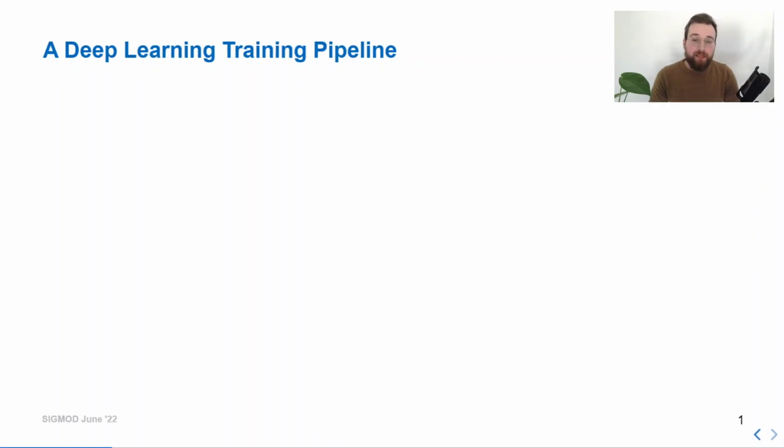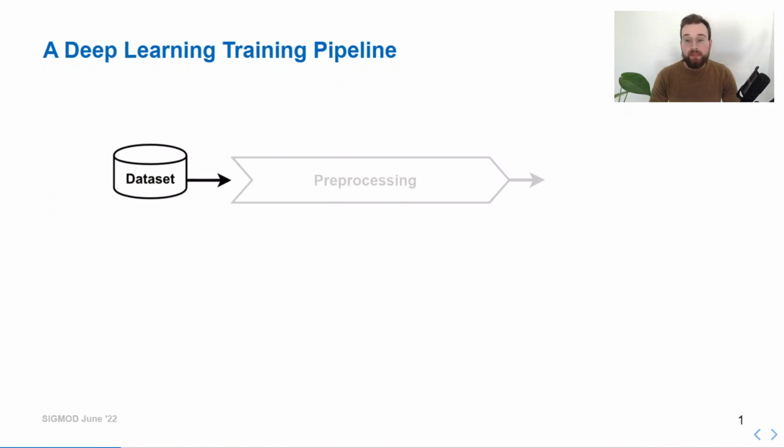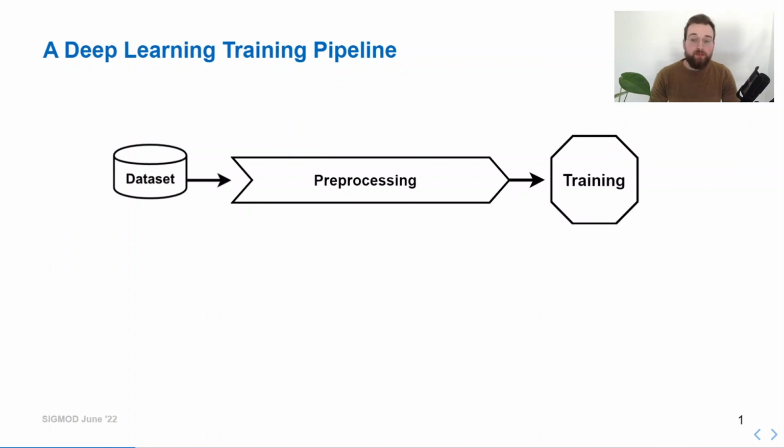So first, I need to explain a bit of the background so we are all on the same page. When we talk about a deep learning training pipeline, we start with a dataset, which is followed by the preprocessing steps that transform the data to fit the model inputs. And finally, we have the training process that ingests said prepared data and then trains the model.